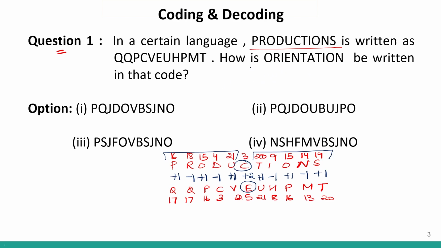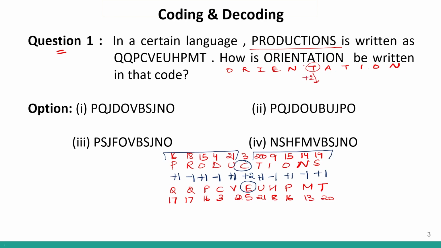Okay, for orientation. So let me write the alphabets first. We have O, R, I, E, N, T, A, T, I, O, N. So first 5, 1, 2, 3, 4, 5. And the last 5, 1, 2, 3, 4, 5. So these will follow plus 1, minus 1. This one will follow plus 2.